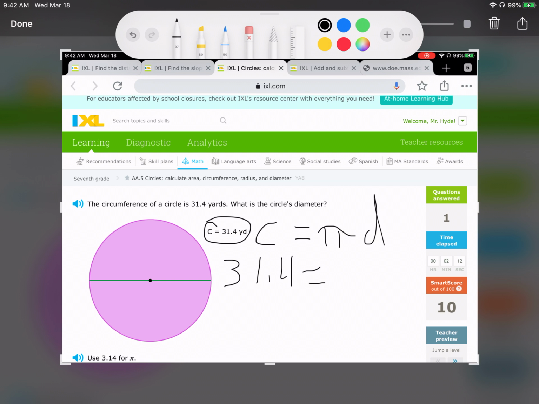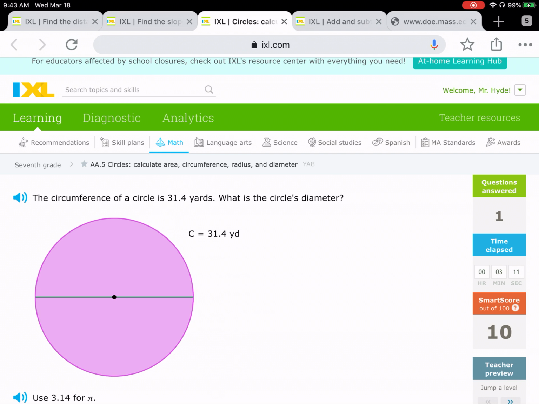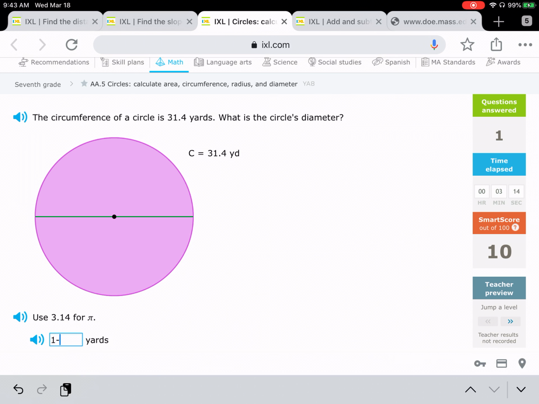equal to, I know that pi is 3.14, and then I have d. Keep in mind that means multiplication again. Now if I want to get d alone, I need to figure out how to get rid of what's with d. Since 3.14 is being multiplied, I'm going to divide both sides by pi. When I do that, it's going to give me the answer of 10. So my diameter is 10. Now I can come back here. My diameter is going to be 10.